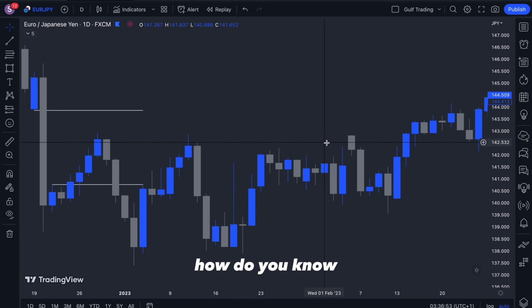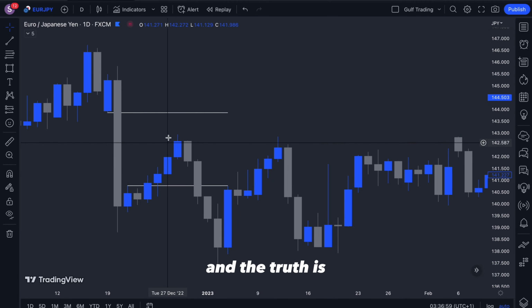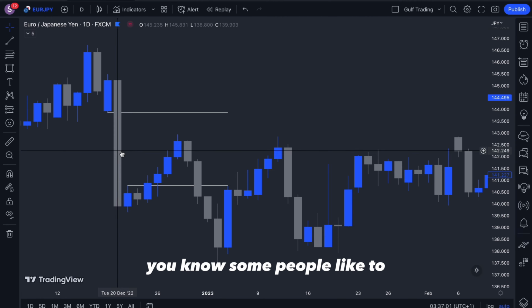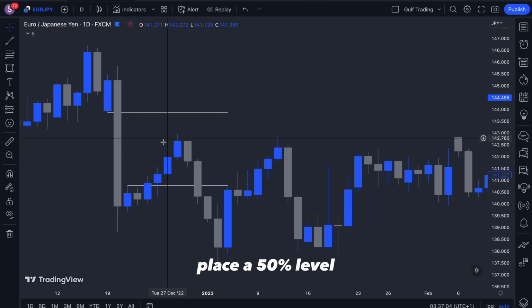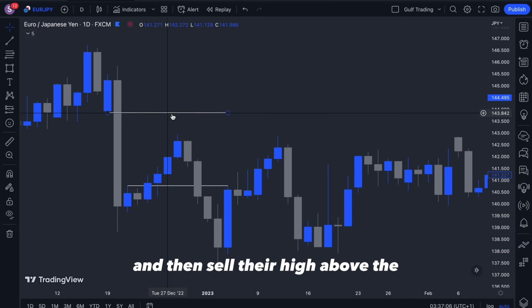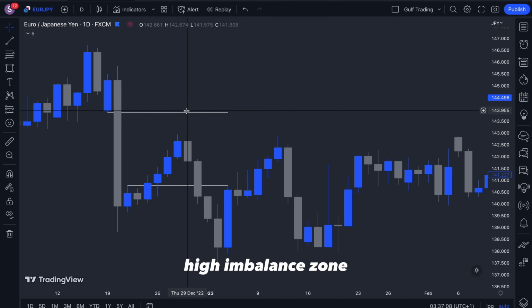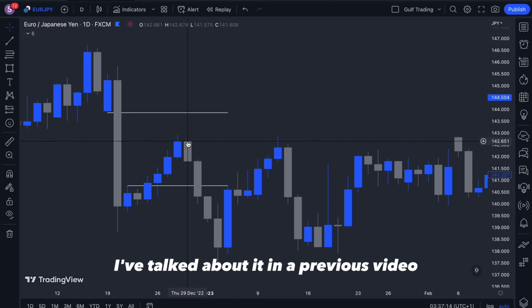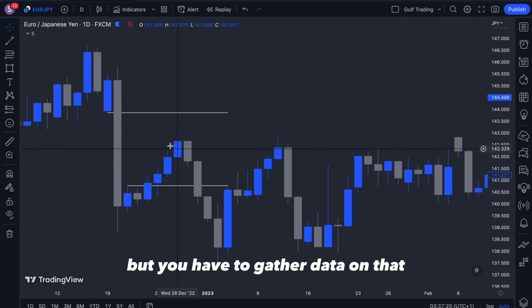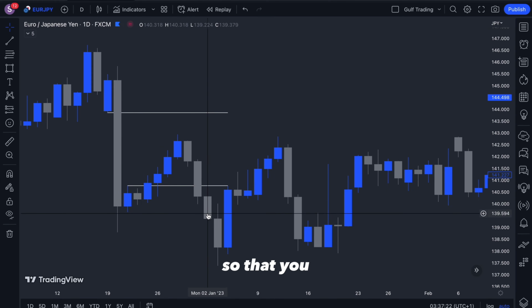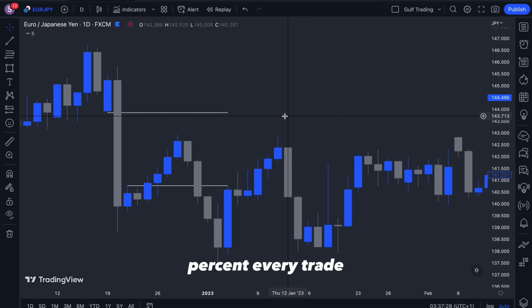But you might wonder, how do you know how far it's going to go into this zone? The truth is that you don't. Some people like to place a 50% level and then sell there, high above the high of the imbalance zone. You can do that, and you can create a strategy around that. I've talked about it in a previous video, but you have to gather data on that and see if it's profitable over the long run, so that you have confidence that you can take the same trade over and over again, and know that in the long run you will make a certain percent every trade.